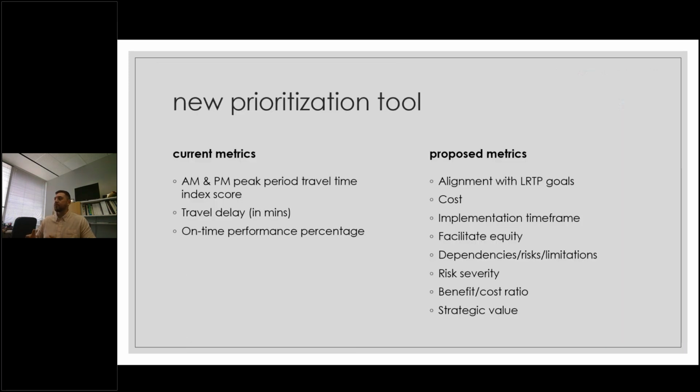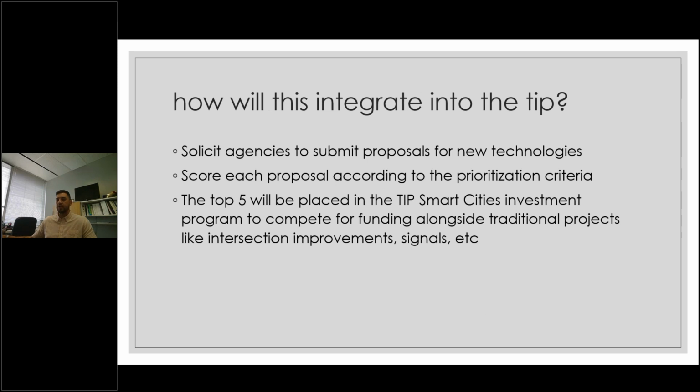So moving forward, we have this new prioritization tool that's going to help us rank and prioritize smart cities technologies. We're still going to have the traditional metrics, which are shown on the left-hand side of the screen, because those are very good metrics for evaluating traditional stuff. But we're also going to have a new methodology that considers things like cost, implementation time frame, equity, dependencies, risks, limitations. We'll quantify risk severity, look at BC ratio, and strategic value of deploying these technologies as well. So in the future, the process is going to change.